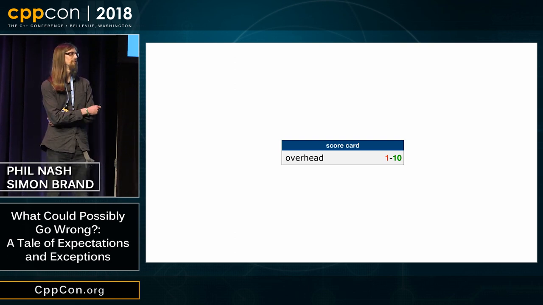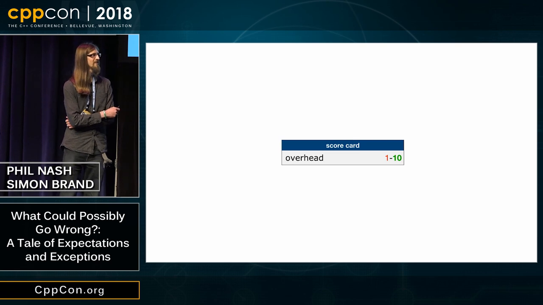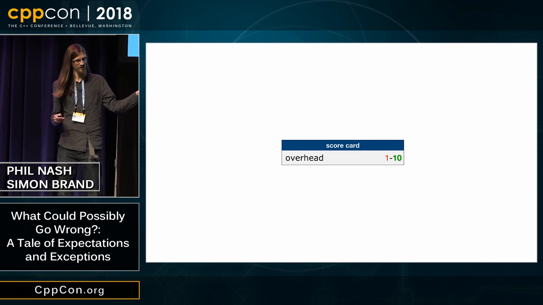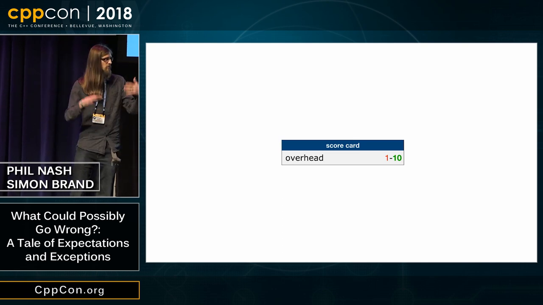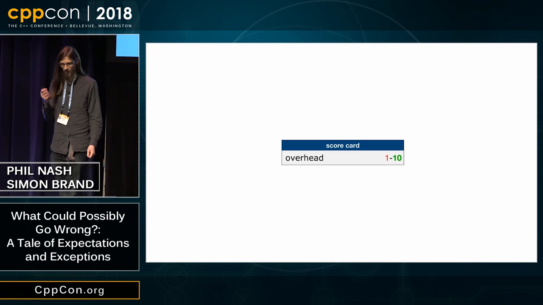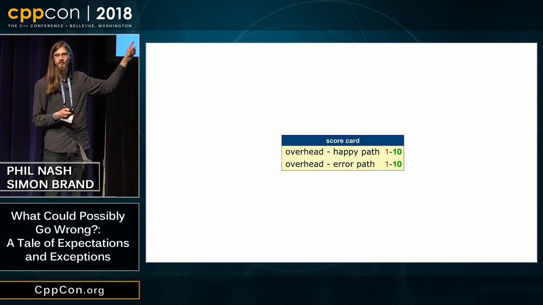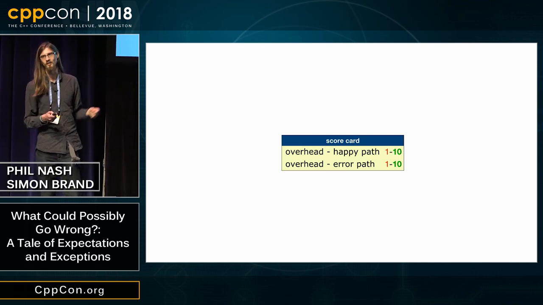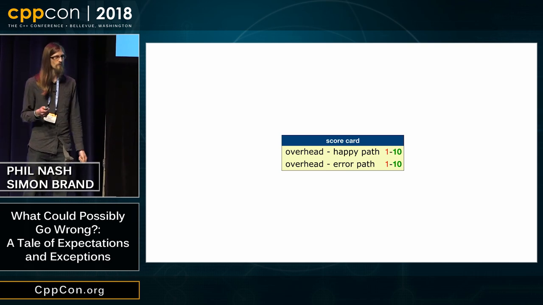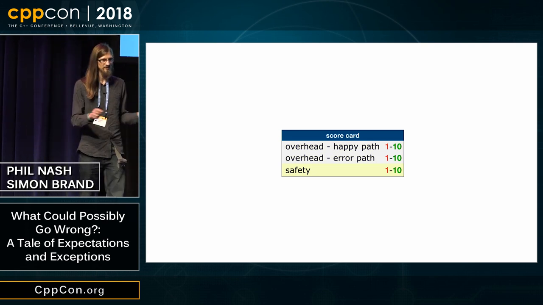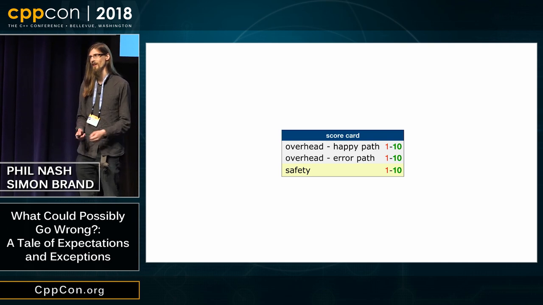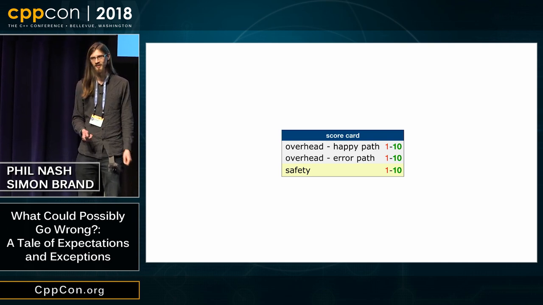To be honest, we probably want both, because it might be that the happy path is cheap and the error path is expensive, or the other way around. Maybe they're the same. So yeah, you're right. We should probably split these up. So we'll have overhead on the happy path, overhead on the error path. Okay, that's good. Safety.